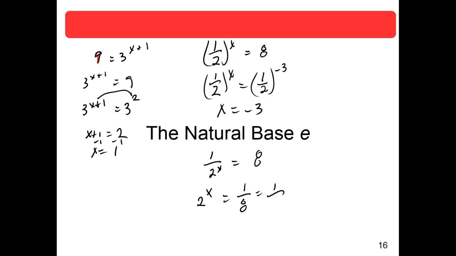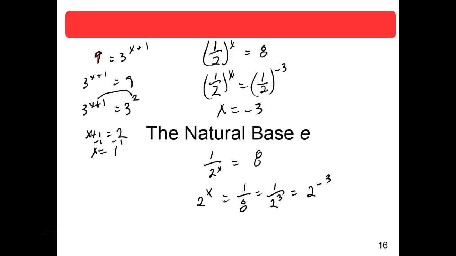It's 2 to the 3rd. Okay? So then you could write that as 2 to the minus 3, right? If you change the sign of the exponent, you can move it upstairs, right? And now 2 to the x is equal to 2 to the minus 3, right? So x has to equal negative 3, just like before.